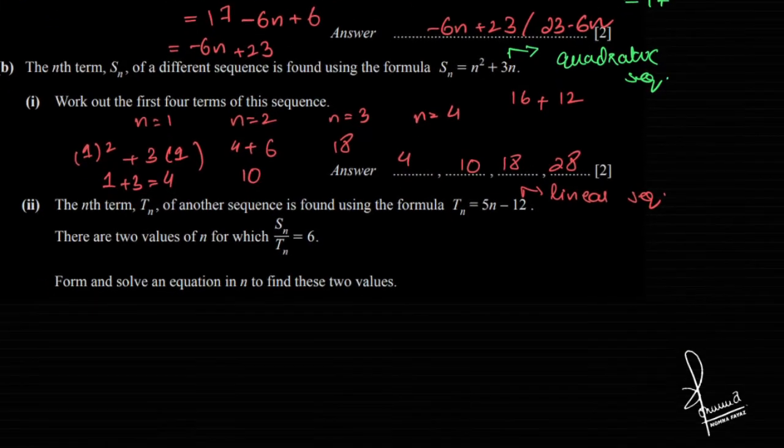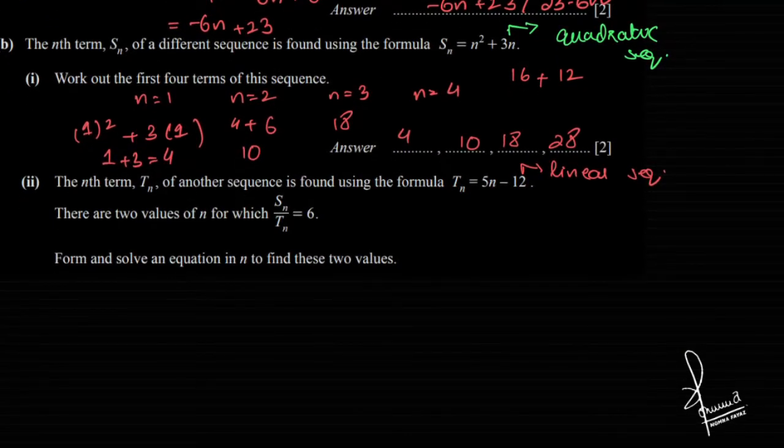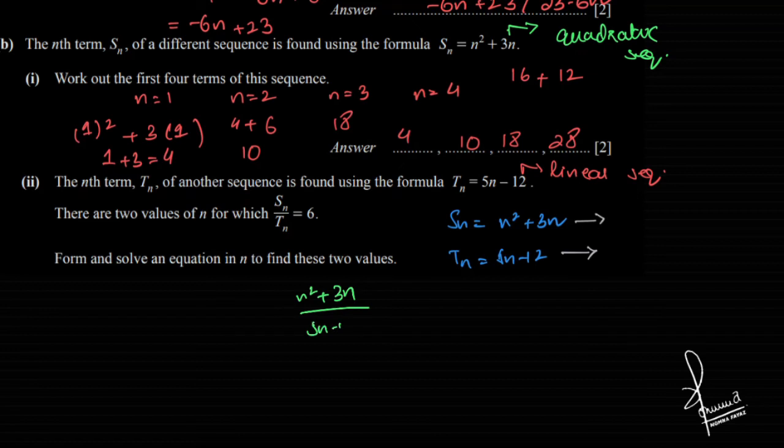अब सबसे पहले I have my expressions. So Sn is equal to n square plus 3n, and Tn is equals to 5n minus 12. ठीक है. मतलब इसकी nth टर्म का ये फॉर्मूला है, इसकी nth टर्म का ये फॉर्मूला है, and there are 2 values of n for which Sn over Tn is equals to 6. Sn की वैल्यू क्या है, it's n square plus 3n, and Tn आपके पास क्या है 5n minus 12.